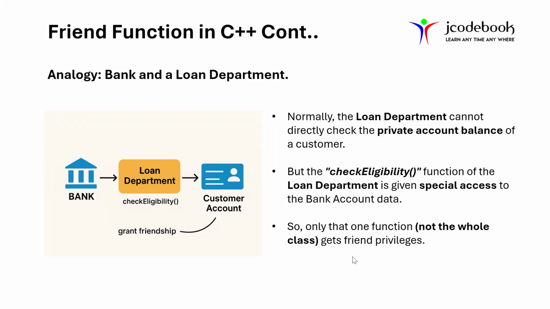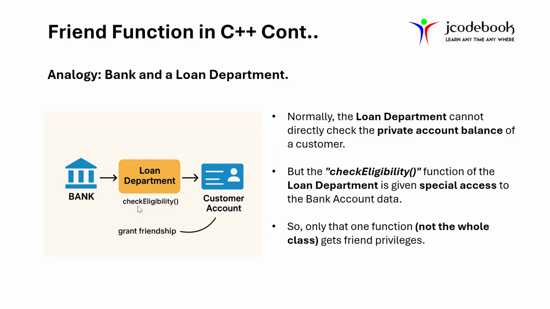Okay, so let us understand the use case of it. For example, we have a bank and a loan department. You know very well, the loan department cannot directly access the private data or the private account balance of a particular customer. But we can define a check eligibility function, right? We can define a check eligibility function that is a member of a loan department. For this function, we can provide special access to the bank account data.